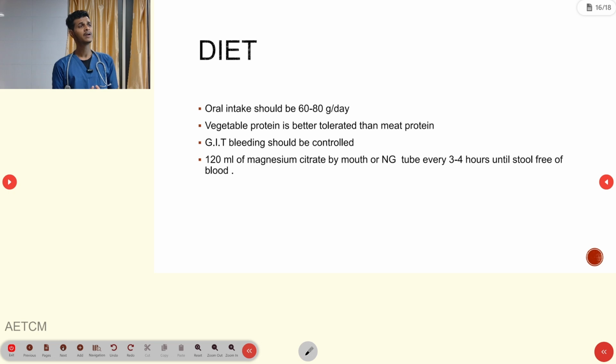And then diet wise, mainly oral intake, we have to achieve 60 to 80 grams per day. Vegetable protein is better tolerated than meat protein. And then if you find any gastrointestinal bleeding, you have to address the gastrointestinal bleeding. How can we address it? 120 ml of magnesium citrate by mouth, per oral, you can give, or through the NG tube every 3 to 4 hours until the stool is free of blood. So if you see any occult blood or black tarry stools, then you can administer magnesium citrate 120 ml every 3 to 4 hours per oral or through the nasogastric tube.